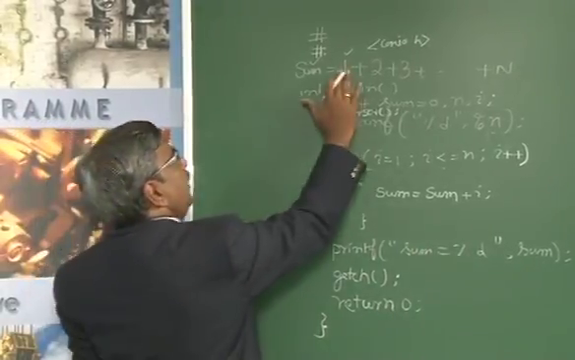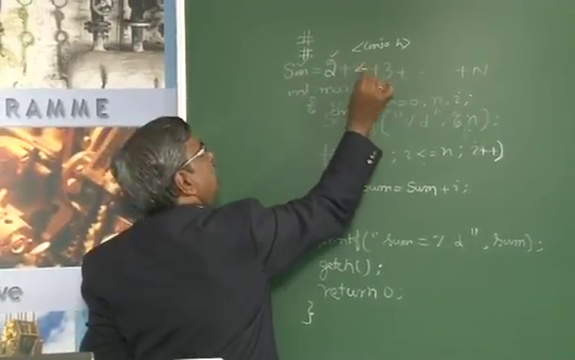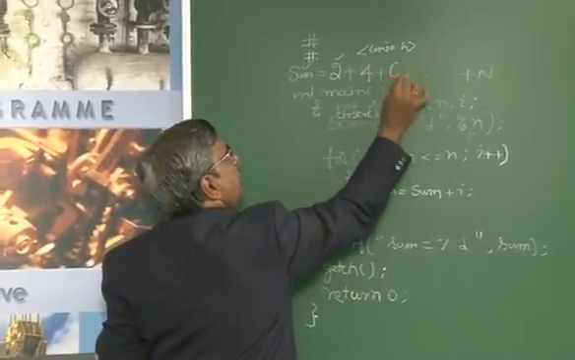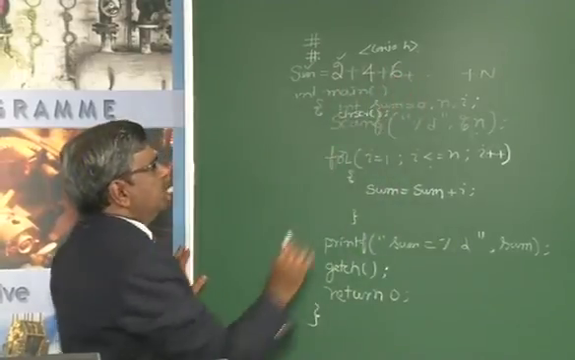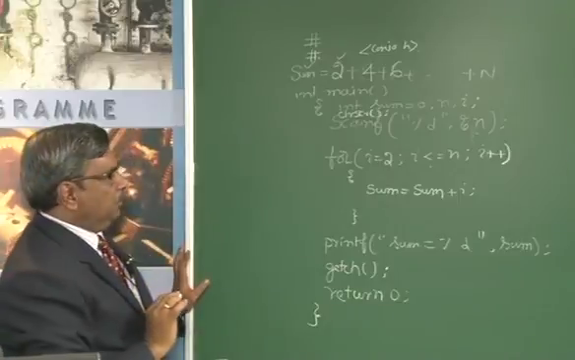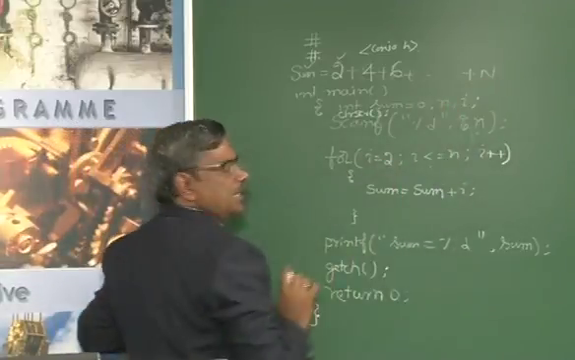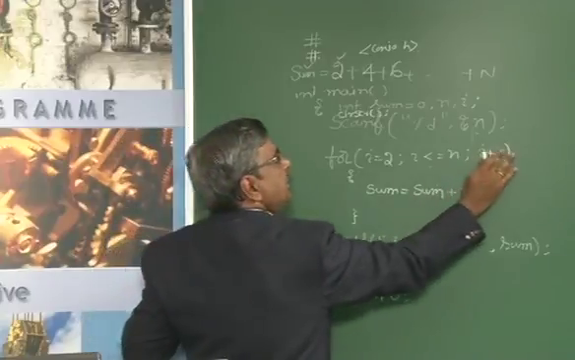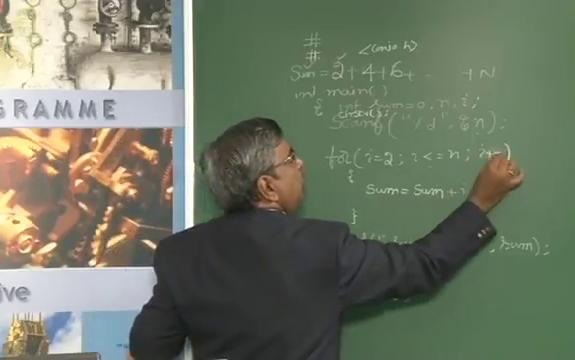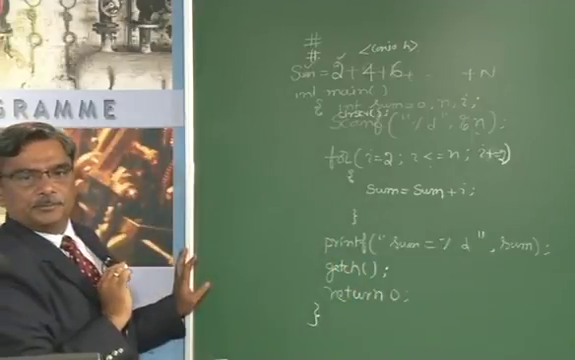Assuming your sum series starts from 2 and increments by 4, 6, like that. If you observe this, only the initialization has to change: I equal to 2, that is the first step. Second step, I less than or equal to n, where the user has given up to n. Here it is incremented by 2, I plus equal to 2, each time it is incremented by 2.